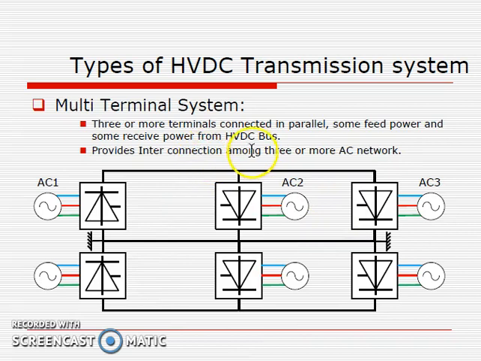So this is the multi-terminal system. This is one type of HVDC. Three or more terminals are connected in parallel. Some feed power and reactive power, and the HVDC provides interconnection among three or more AC networks. These are the types of the HVDC.